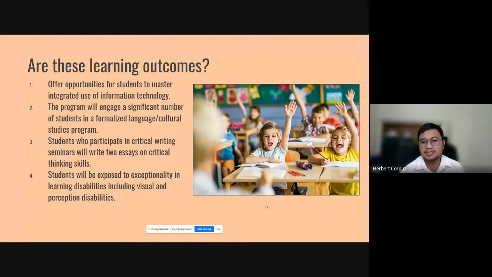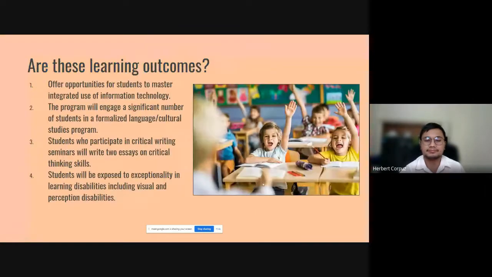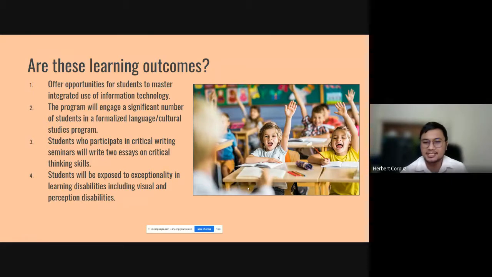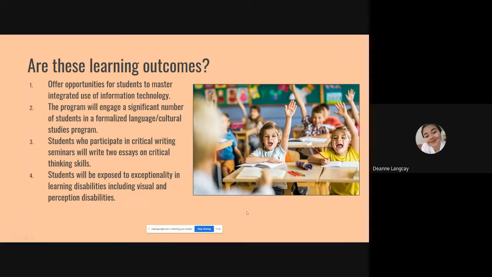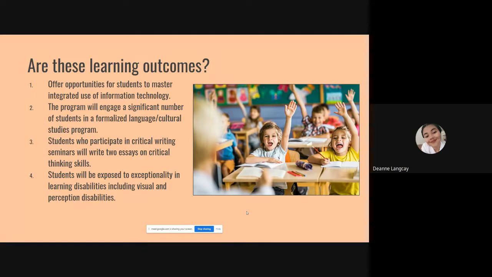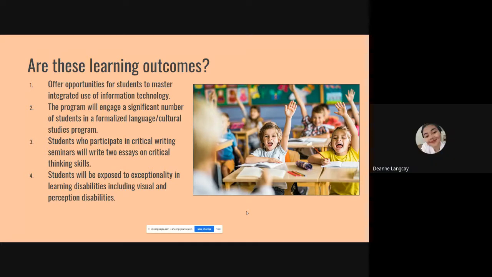Are these outcomes? Sir, hindi. Okay, bakit hindi? Sir, feeling ko goals sila. Bakit hindi? Sir, kasi hindi siya... Sir, hindi ko alam i-explain.